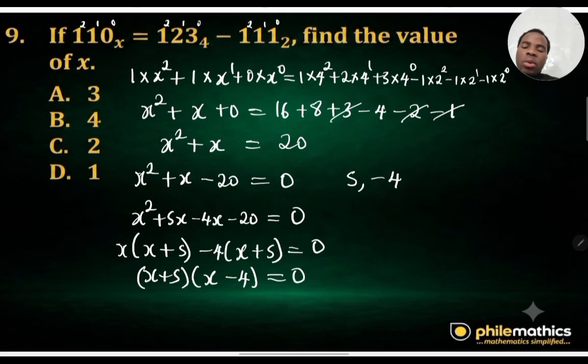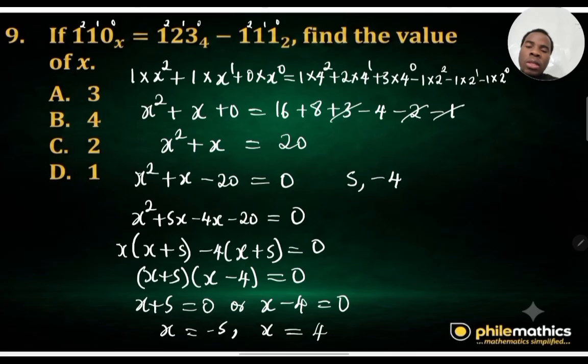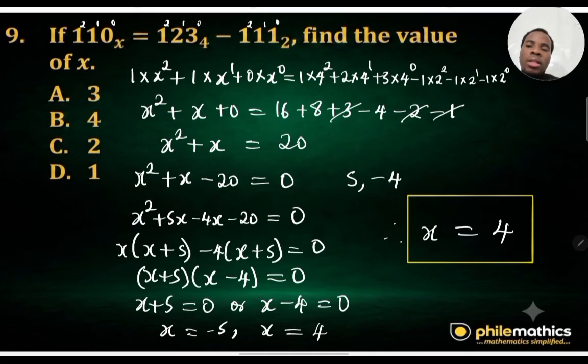And so if I equate both sides to 0, I have x plus 5 is equal to 0, or x minus 4 equal to 0. So we have x equals minus 5 and x equals 4. And now, since we are dealing with a base, it cannot be negative. Therefore, x has to be 4. This is our final answer, and that gives us B.